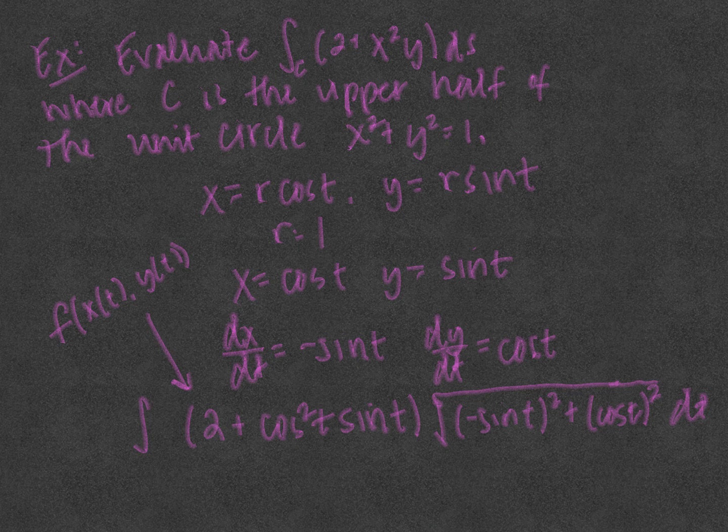Now we need to talk about bounds. We're on the upper half of the circle. When you think about the upper half of the circle, this means that t is going to be between 0 and pi, because think about your unit circle. So we can say that the bounds on this are between 0 and pi.